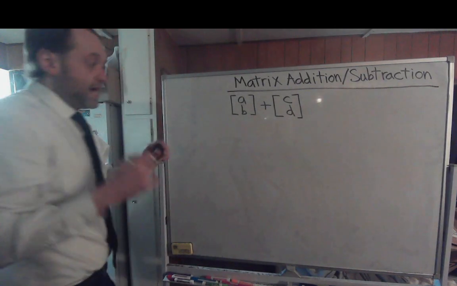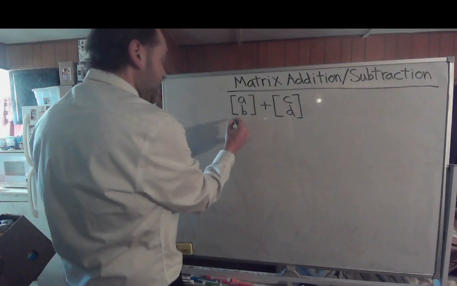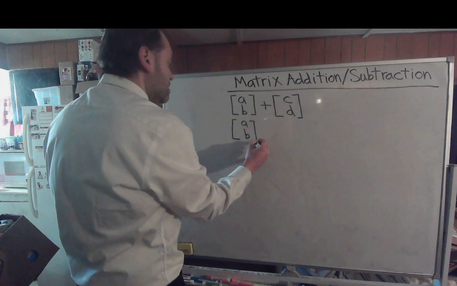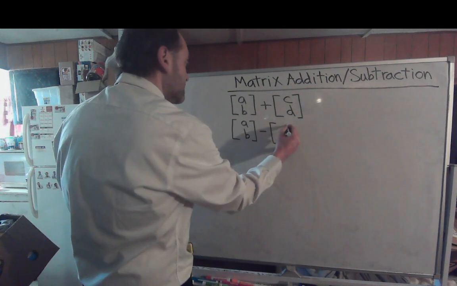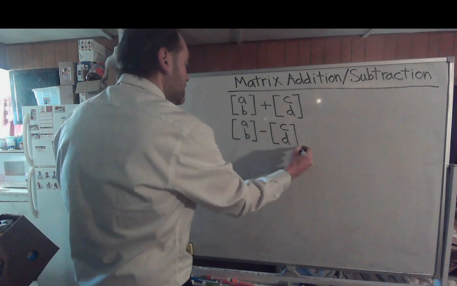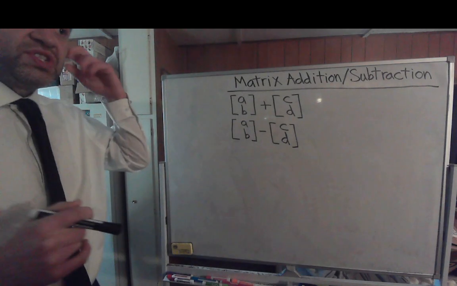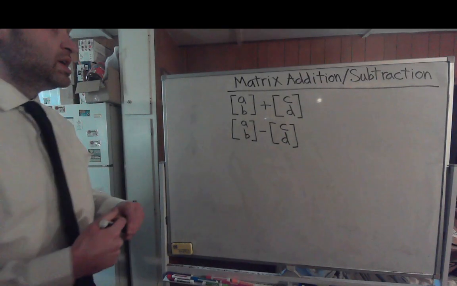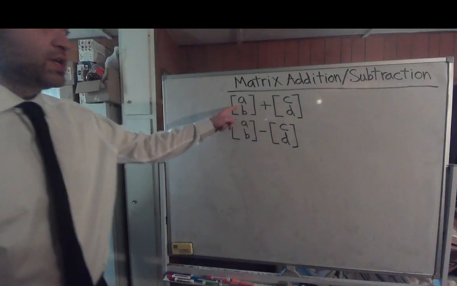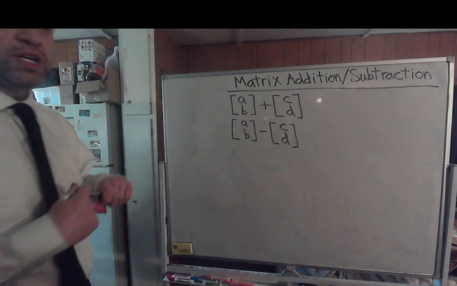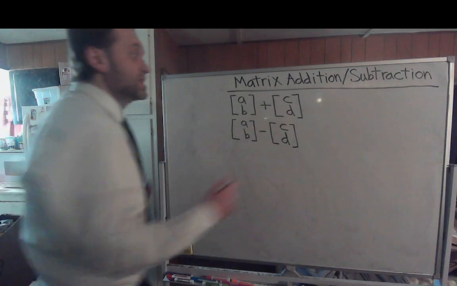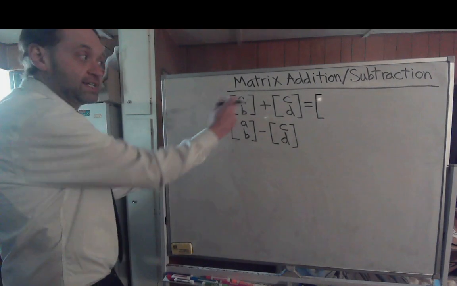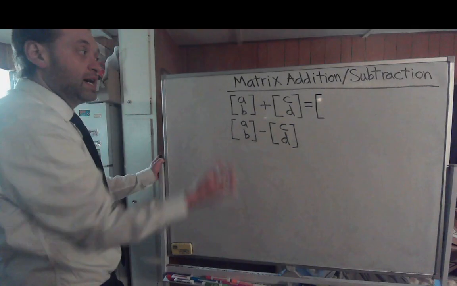In order to add matrices or subtract them, let me just write these. In order to add or subtract 2 matrices, both matrices must have the exact same dimensions. So here I have a 2 by 1 matrix, and then this is also a 2 by 1 matrix. Since they have the same dimensions, I can add. And what you should get is another matrix that has the exact same dimensions as the 2 that you got there.